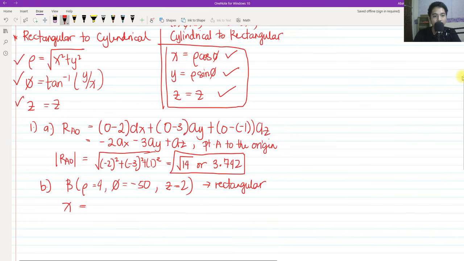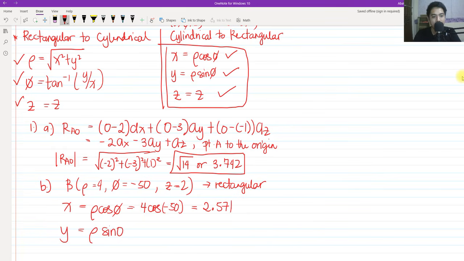To get x, we have rho cosine of phi, so that is 4 cosine of negative 50. If we calculate it in our calculator in 3 decimals, that must be 2.571. For y, we have rho sine of phi, so we just change the cosine into sine of negative 50, and that must be negative 3.064. So this is our x, this is our y. And z equals only z, which is actually 2.